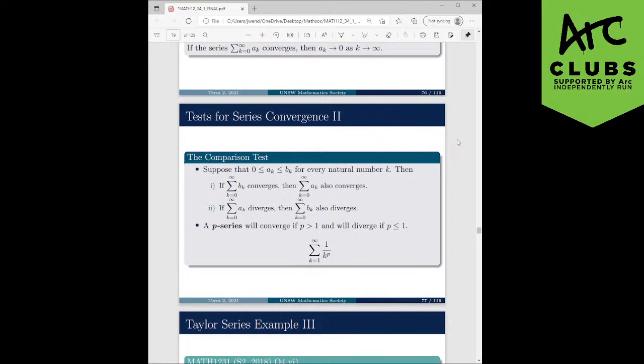Now, number 2, another test for series convergence is the comparison test. Suppose that you have these two sequences, a_k and b_k, and you know a_k is smaller than or equal to b_k for every natural number k. So, n squared and n cubed.